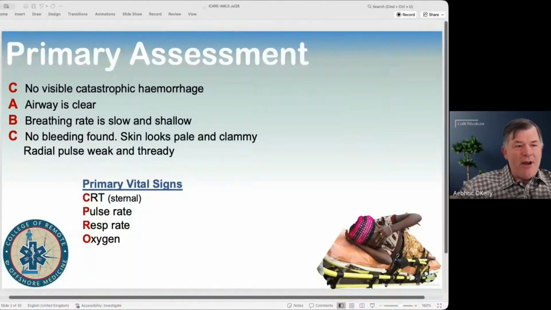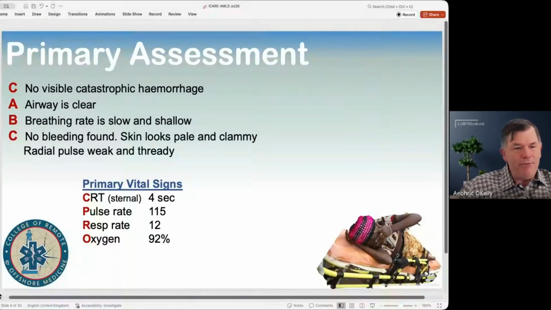The primary vital signs are CPRO. And the reason we do that is you can just whack on a pulse oximeter, and within seconds, you have a pretty good idea of the cardiovascular setup of your casualty. So capillary refill test on the sternum, pulse rate, respiratory rate, and oxygen saturation. So we're going to get these for this casualty.